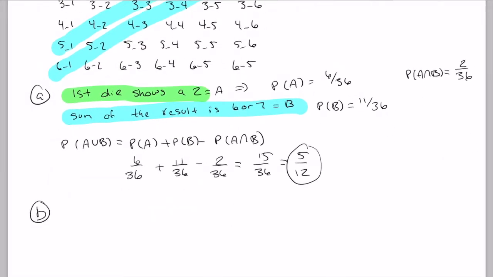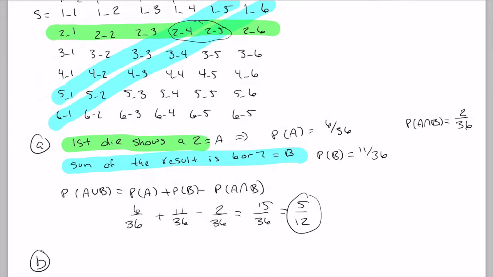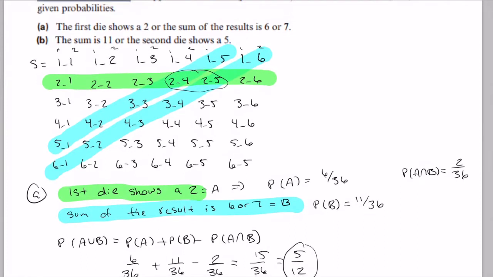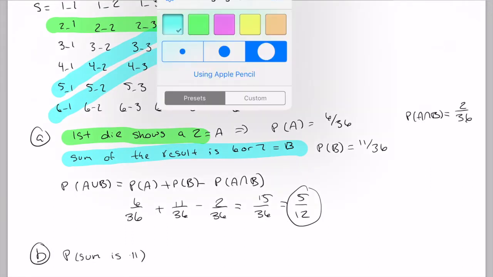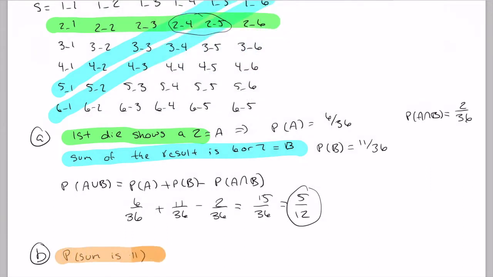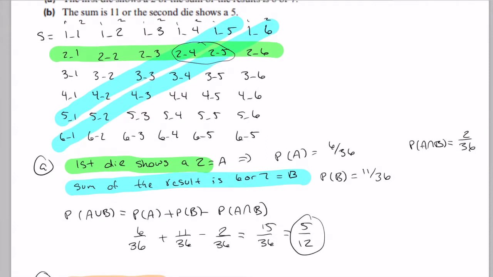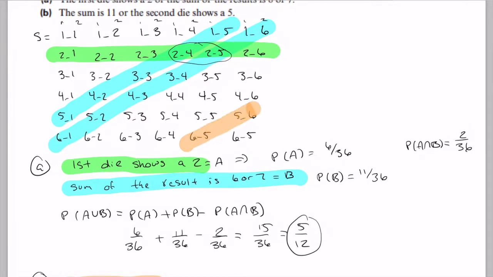So that was A. Now B. B says the sum is 11. So P(sum is 11). Let's get a highlighter again with a different color. These are the ones that will give you the sum of 11. So that's going to give you 2 out of 36.